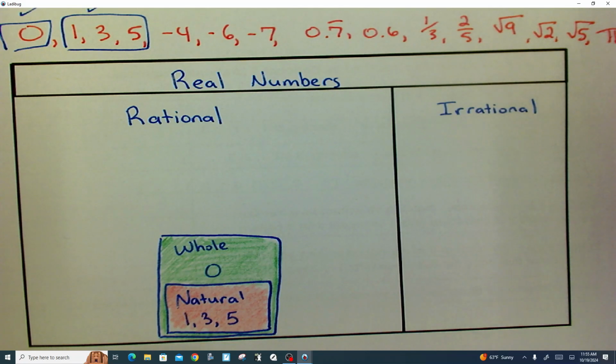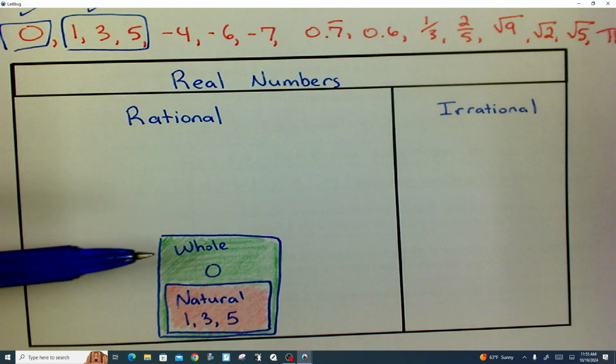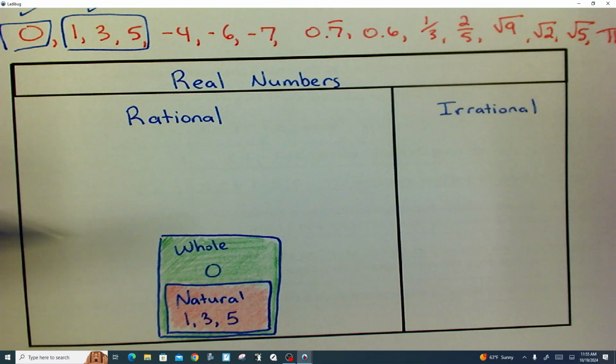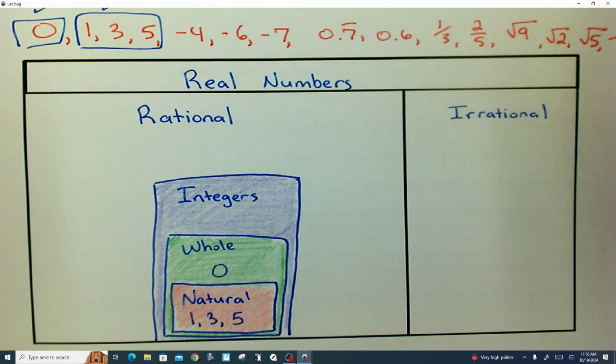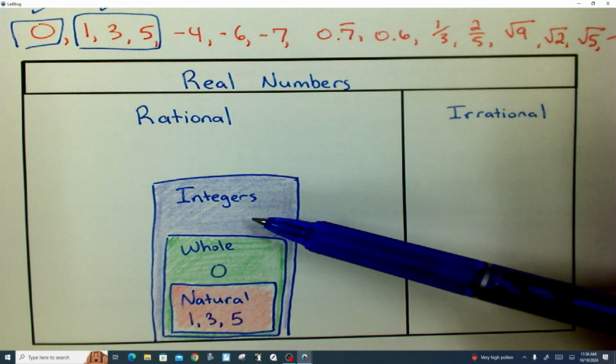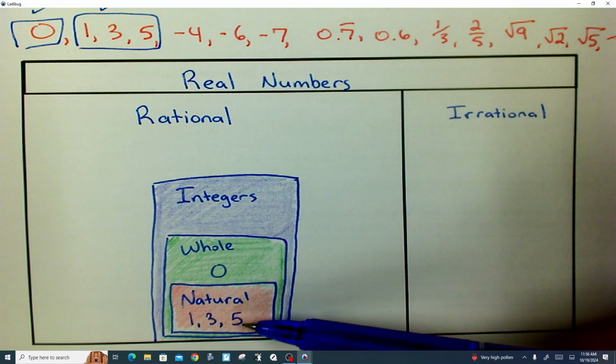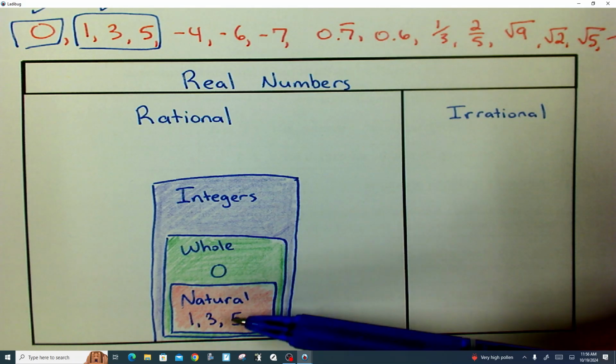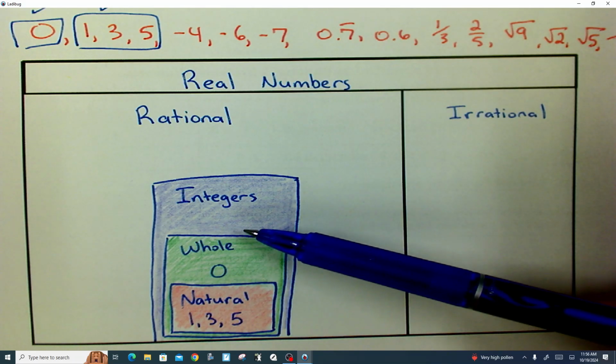Now, the next set of numbers that we looked at on page 5 was integers. So we'll put an integer box around the whole number and natural boxes here. So to recap again, our integers are all of our natural numbers, our counting numbers, right? 1, 3, 5, 1, 2, 4, 216, any whole number that's positive, and 0. And then we get all of the opposites of our natural numbers.